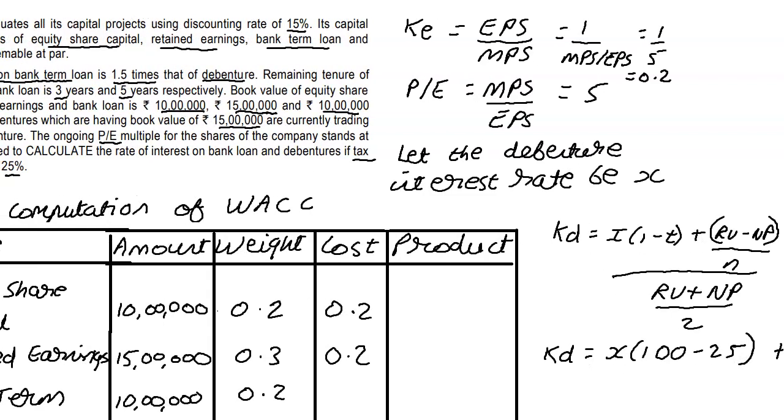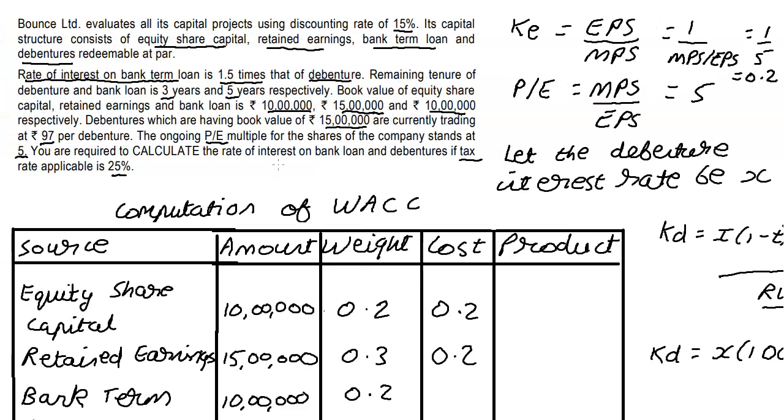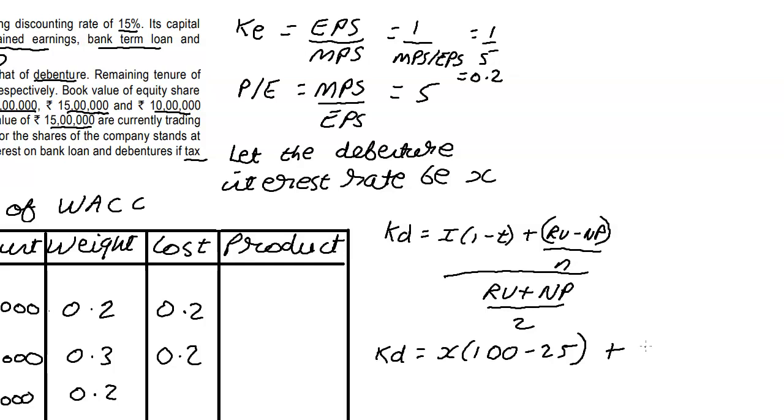Now RV is redemption value, and if you read on top, they're saying debentures are redeemable at par, but the face value is not known. They've given us the market price as 97. So if you've got a market price of 97, then odds are your face value is going to be the next round figure, which is 100. So we're going to assume that the redemption value is 100 and the net proceeds is 97. So it's going to be 100 minus 97, RV minus NP upon number of years.